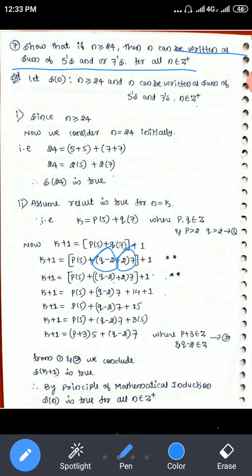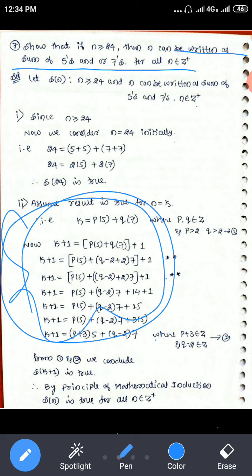P of 5, Q minus 2 into 7. So 14 plus 1 is 15. So P of 5, Q minus 2 into 7 plus 15, I'll take it as 3 into 5. So finally, this is 15, this is 15, means 5 is common. P plus 3, Q minus 2 into 7, where P plus 3 belongs to Z, Q minus 2 also belongs to Z. So here this adjustment, try to remember this adjustment.